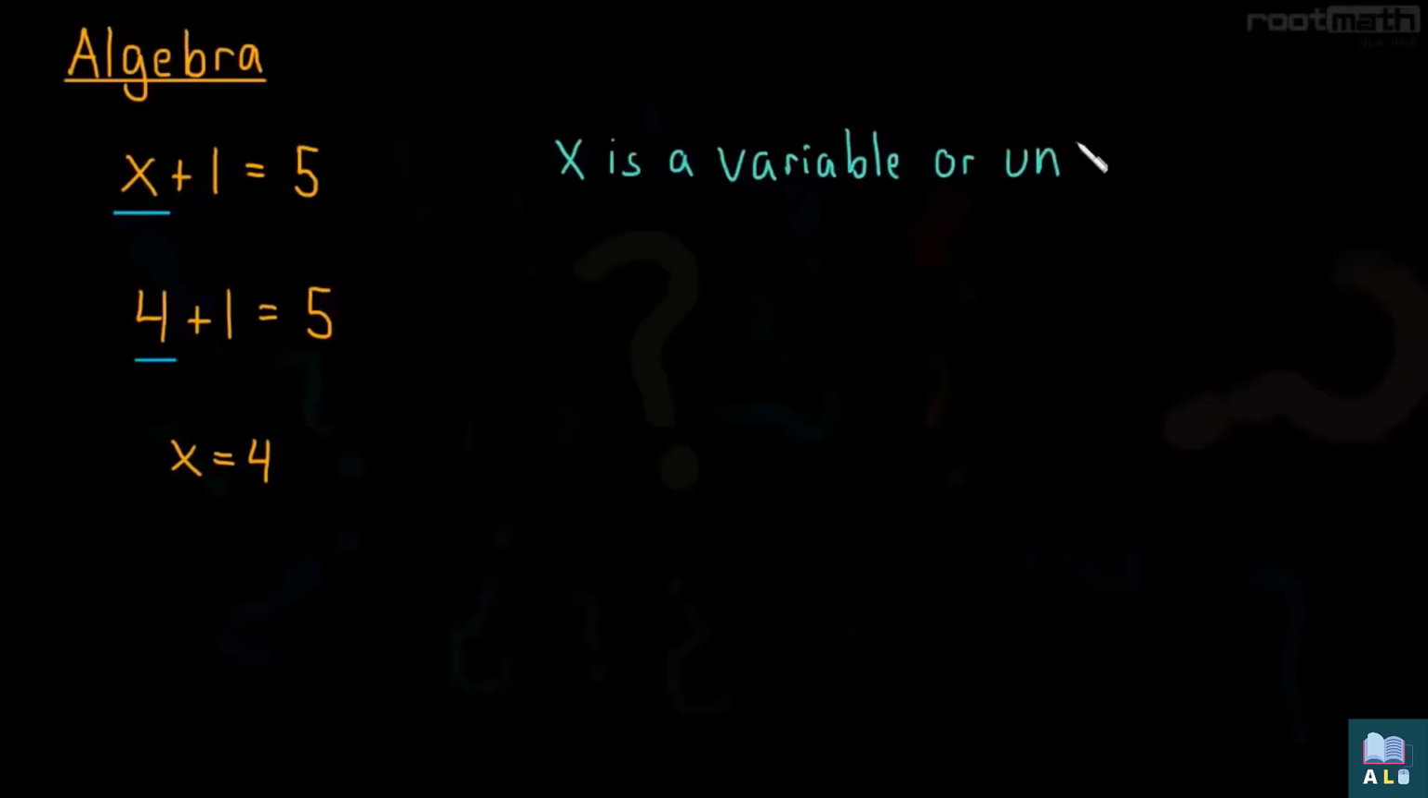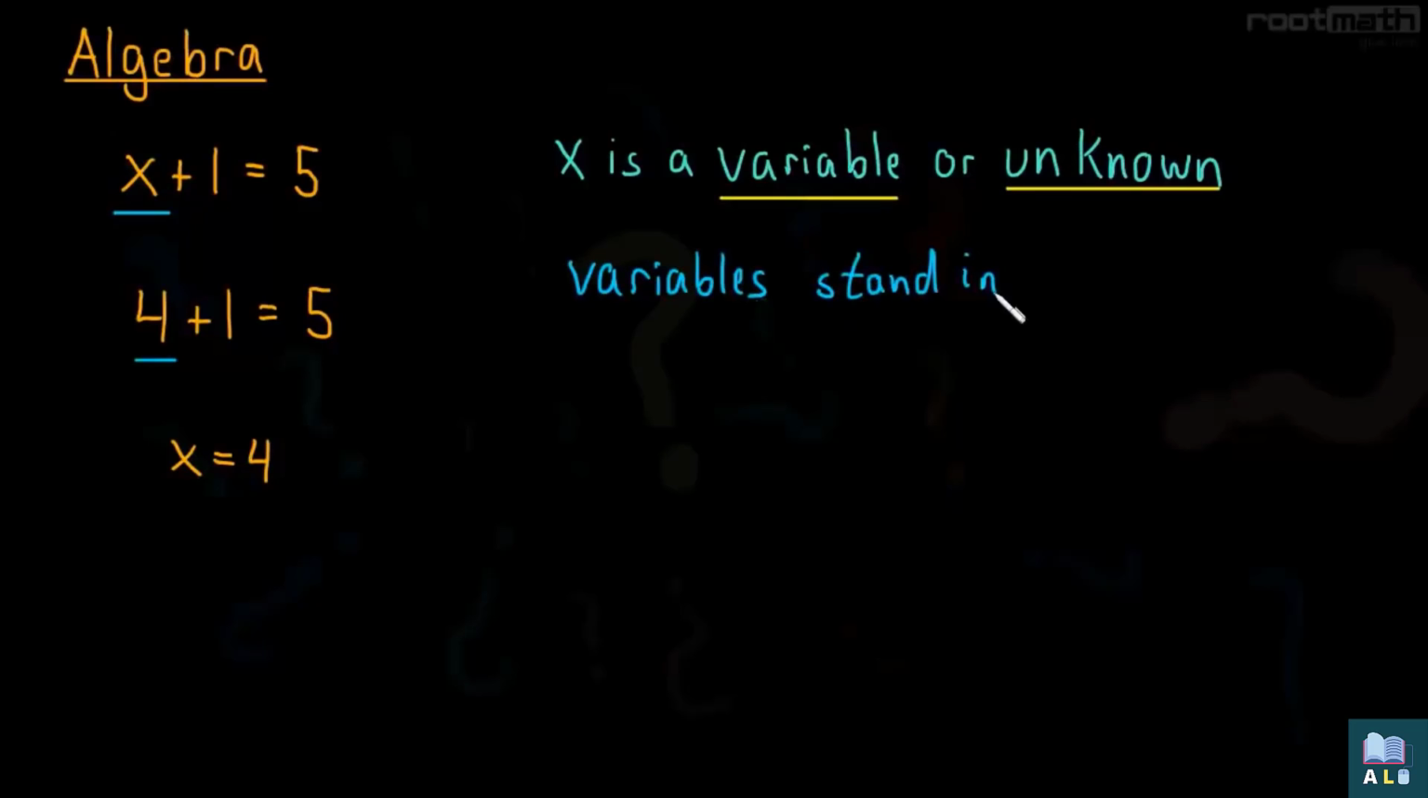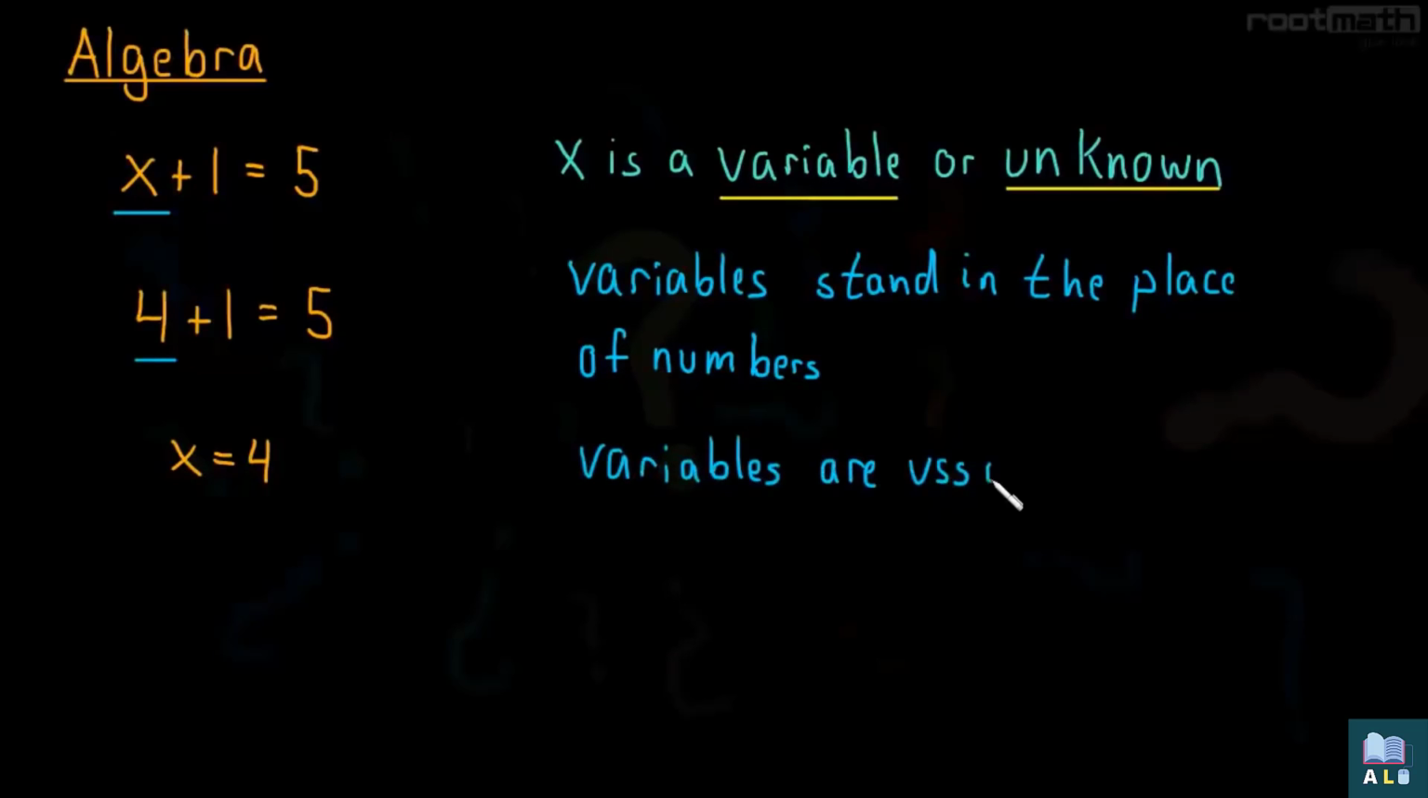So the key idea here is that x is what's called a variable or an unknown. They're synonymous. And what do we need to know about variables? Well, variables just stand in the place of a number. In our example, the letter x, the variable, stood in place of 4. Also, variables are usually written as letters of the alphabet. In this particular example, we chose the letter x. But it doesn't have to be x.